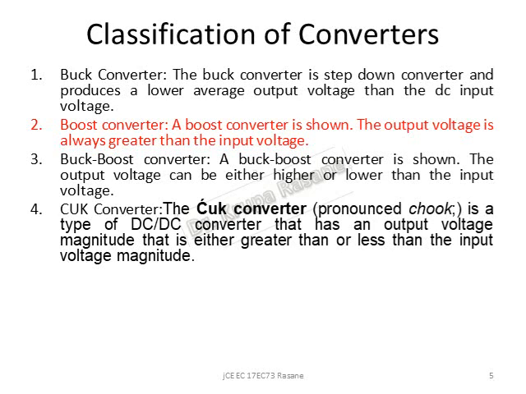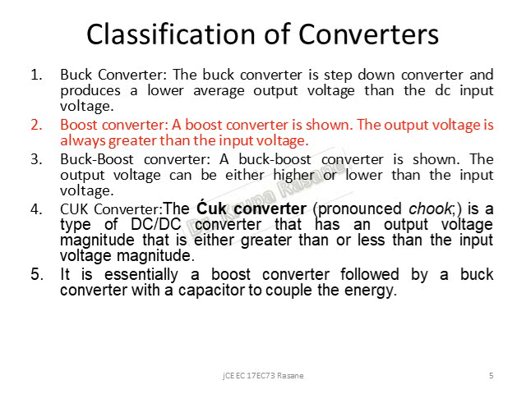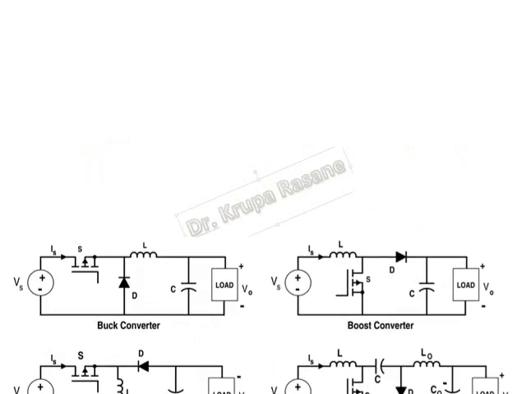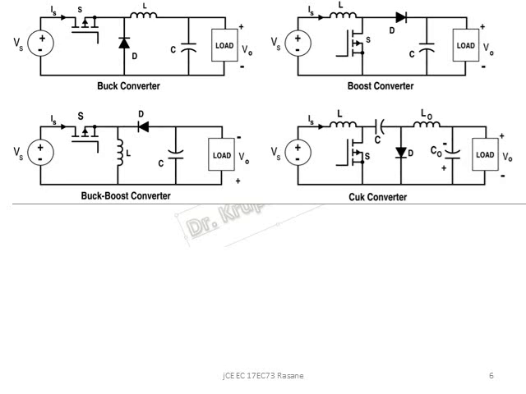And the Cuk regulator, we know it is pronounced as chuk, and it's a type of DC to DC converter that has an output voltage magnitude that is either greater than or less than the input voltage magnitude. And it is basically a boost converter followed by a buck converter with a capacitor to couple the energy. So these are the 4 types of circuits that we'll be looking at, and we have already seen the buck converter and the boost converter.